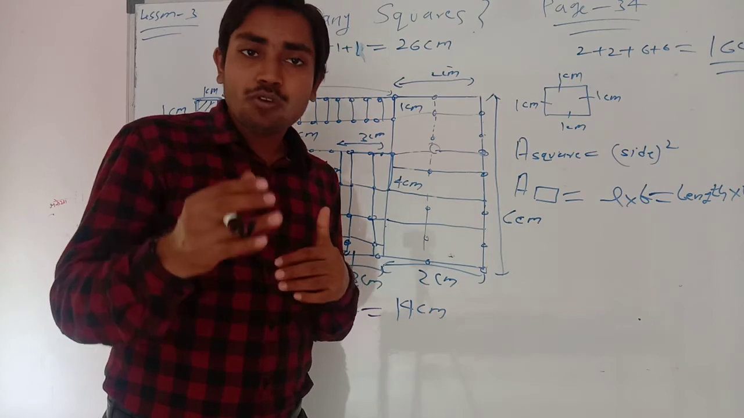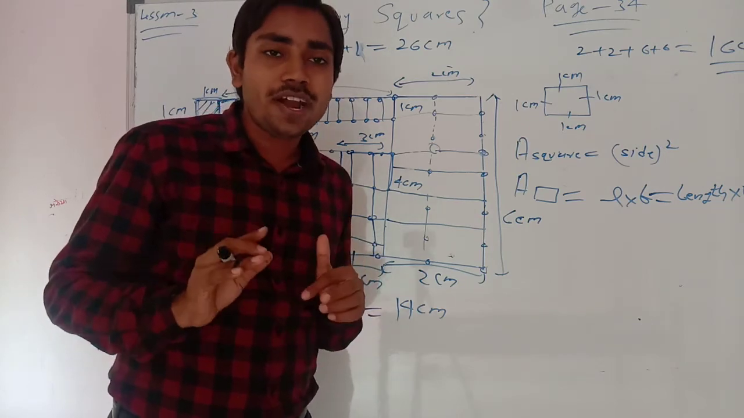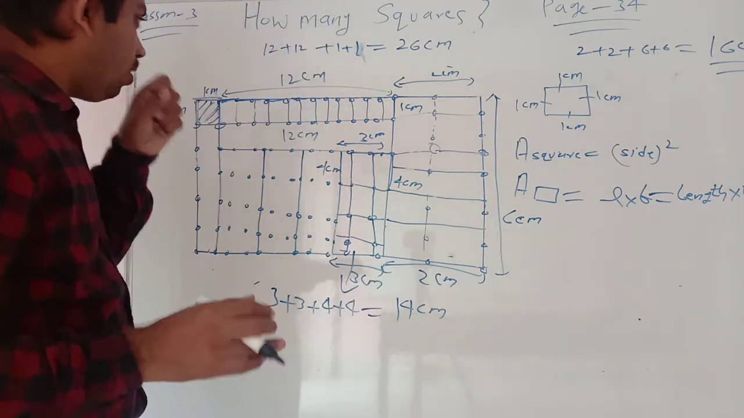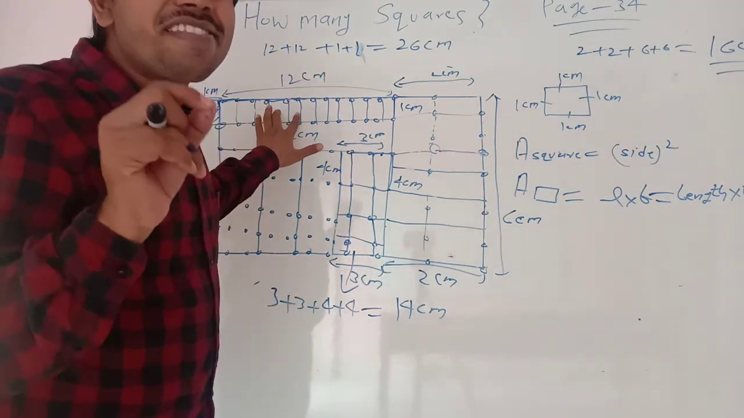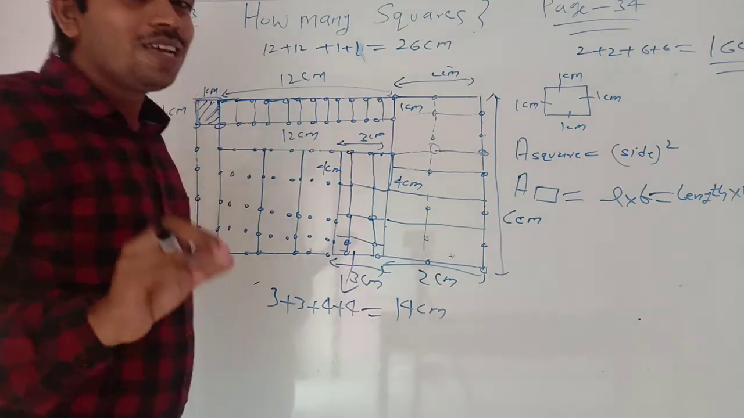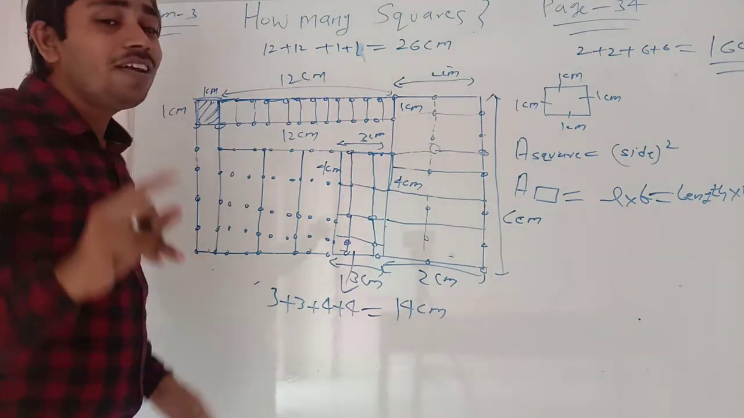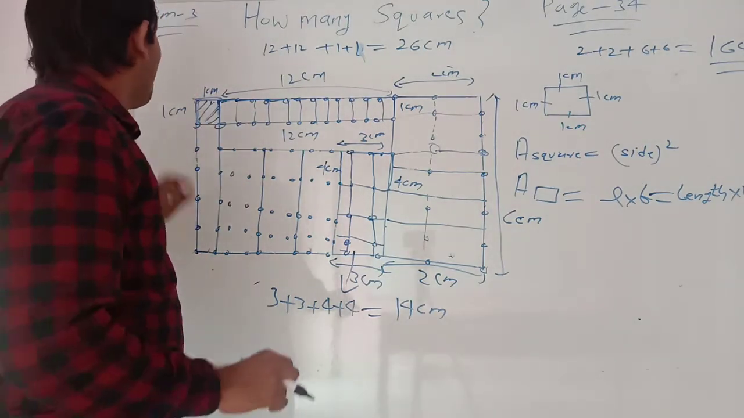Now if in the question it is given to find the area, then how will you find the area? Let's see, my dear students, how to find the area. Let us take the example of this rectangle. So its length is given. What is the length given? 1 centimeter. Its breadth is given.